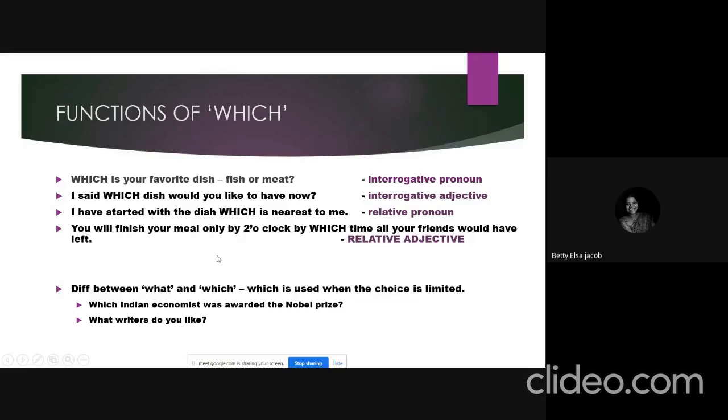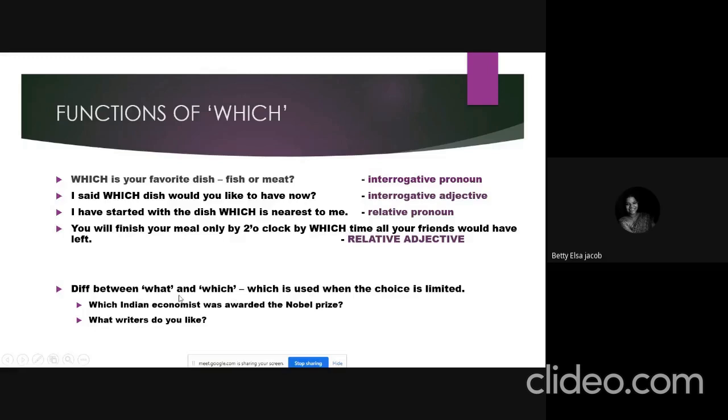Look at the next example. You will finish your meal only by 2 o'clock, by which time all your friends would have left. Now, here, which is again not in a question, so it's not interrogative, but it is relative. And look at this, which is immediately followed by the noun time. So which qualifies the noun time, and which becomes a relative adjective here.